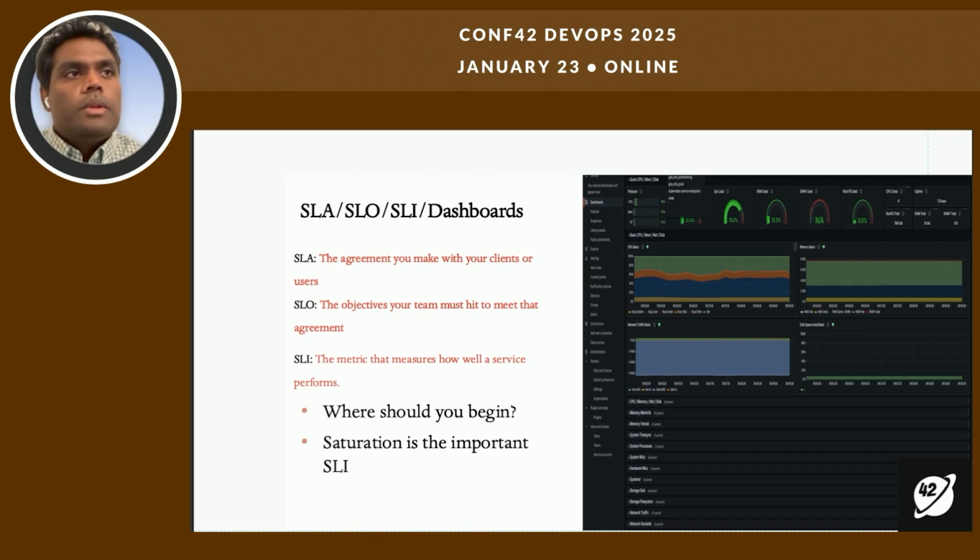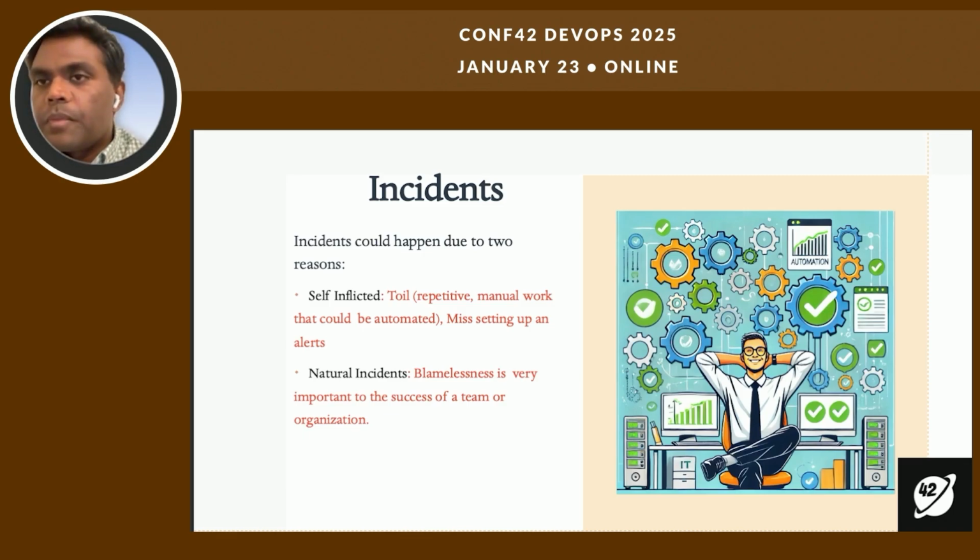All right, so let's move on to incidents. Incidents happen in every DevOps world, and there are two types of incidents: some self-inflicted and some natural. The reason I call them self-inflicted is because there could be some toil. Toil is repetitive manual work that could be automated, and automating it, or setting up proper alerts for the infrastructure, could prevent some incidents.